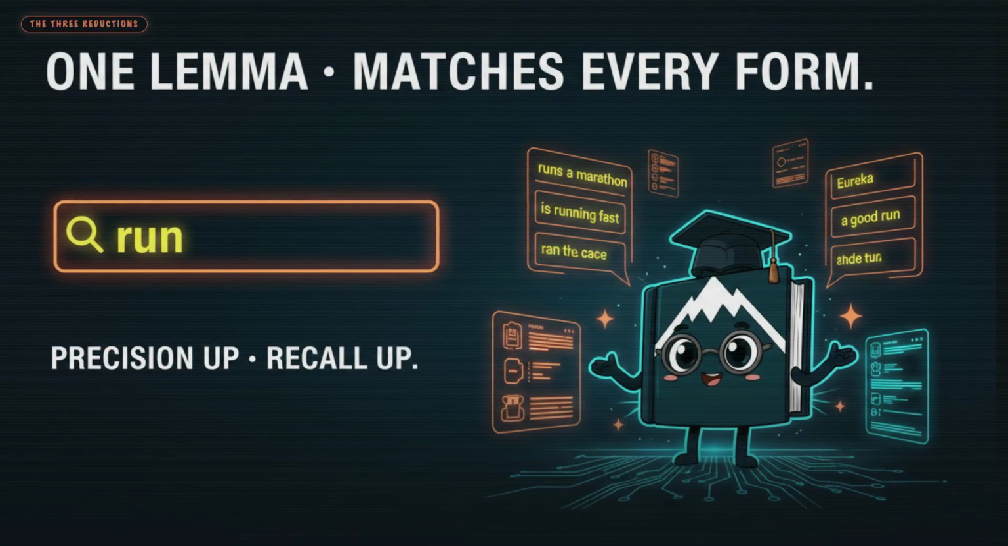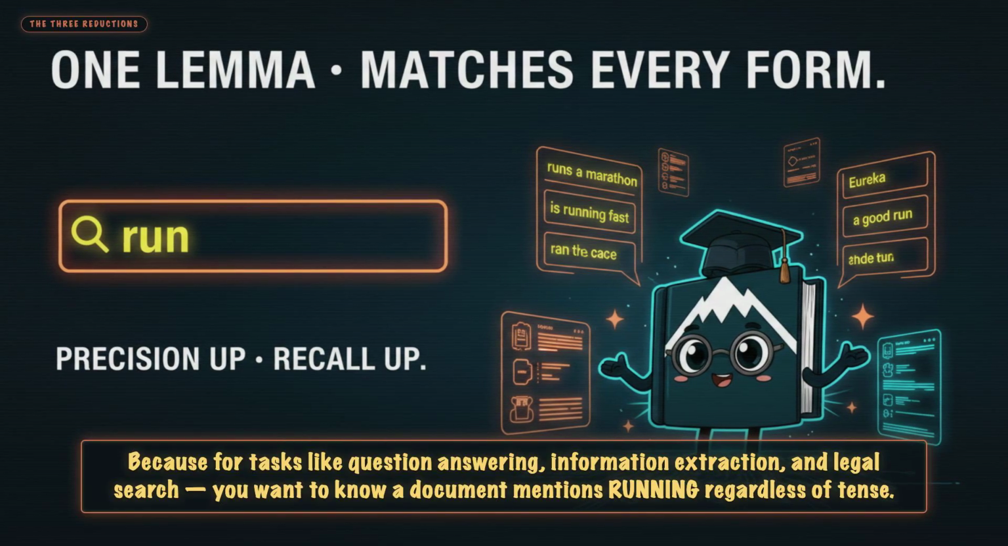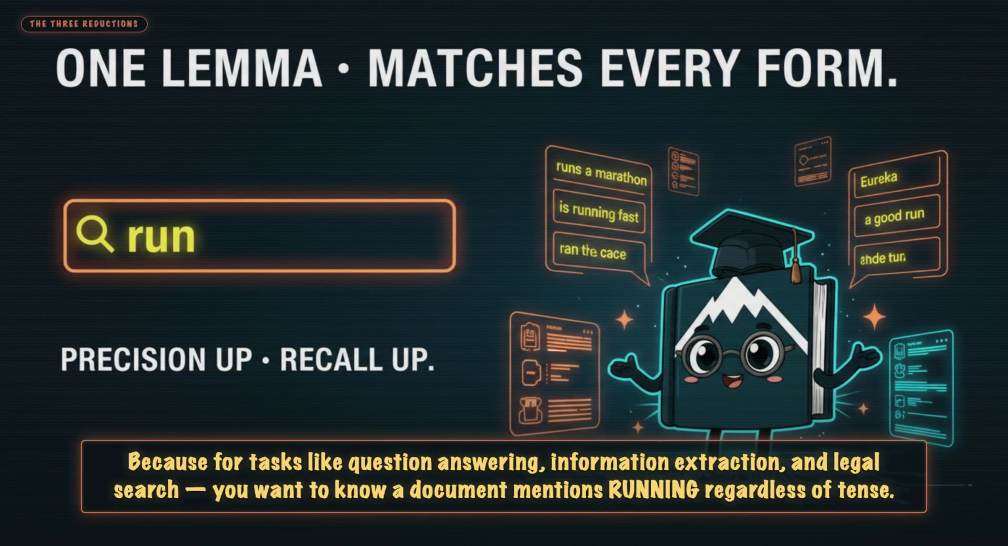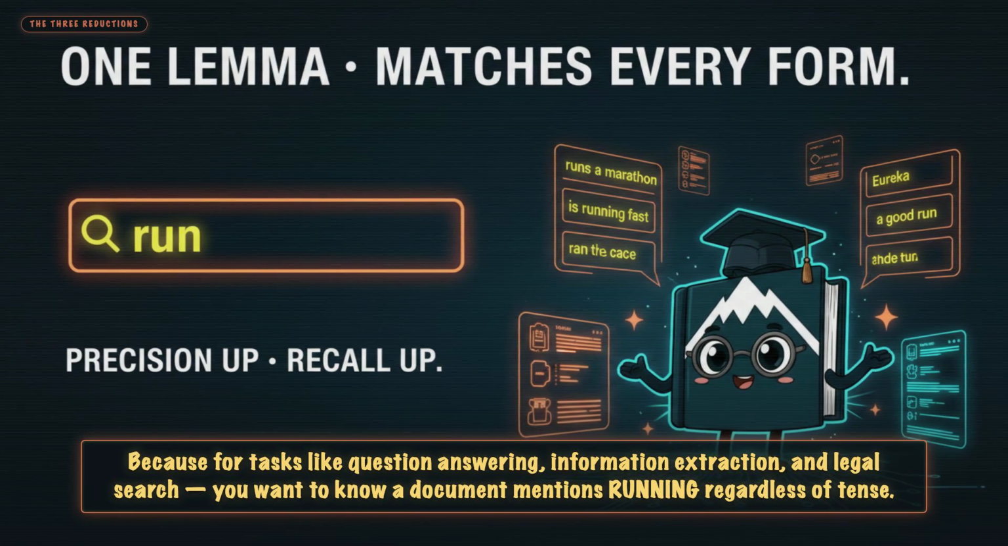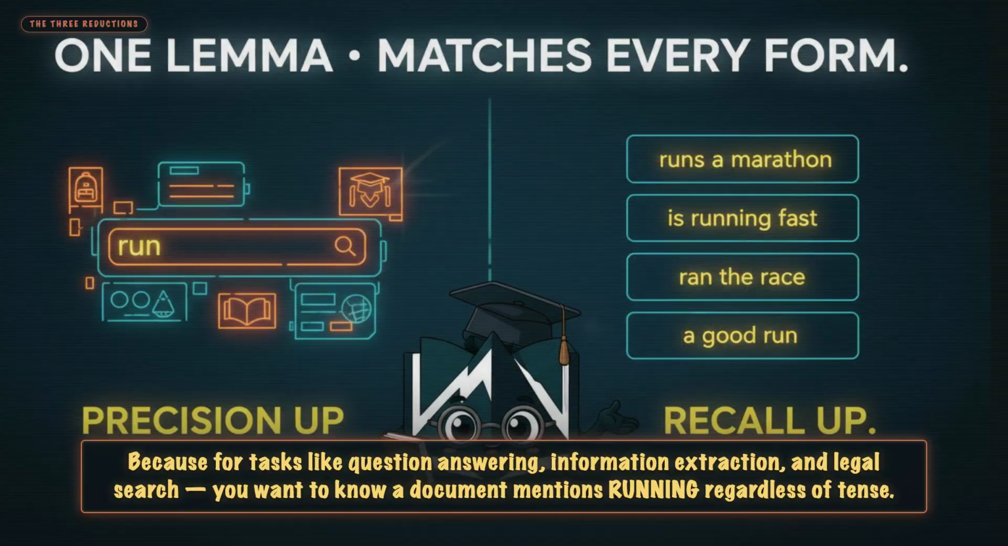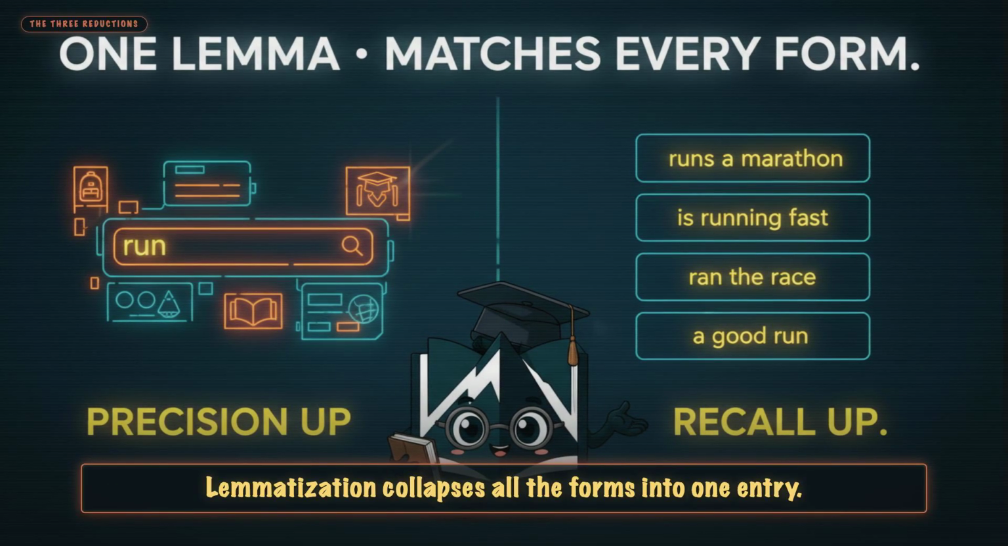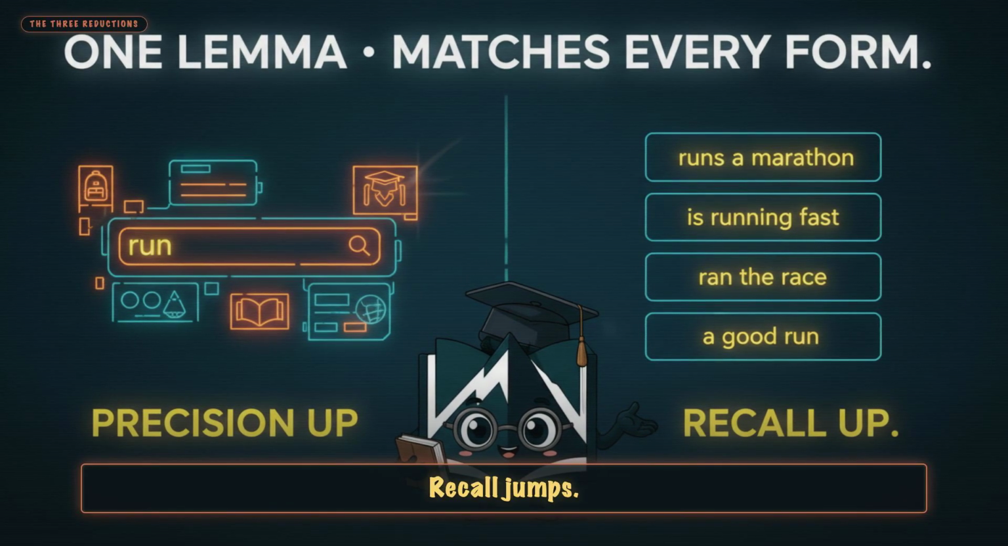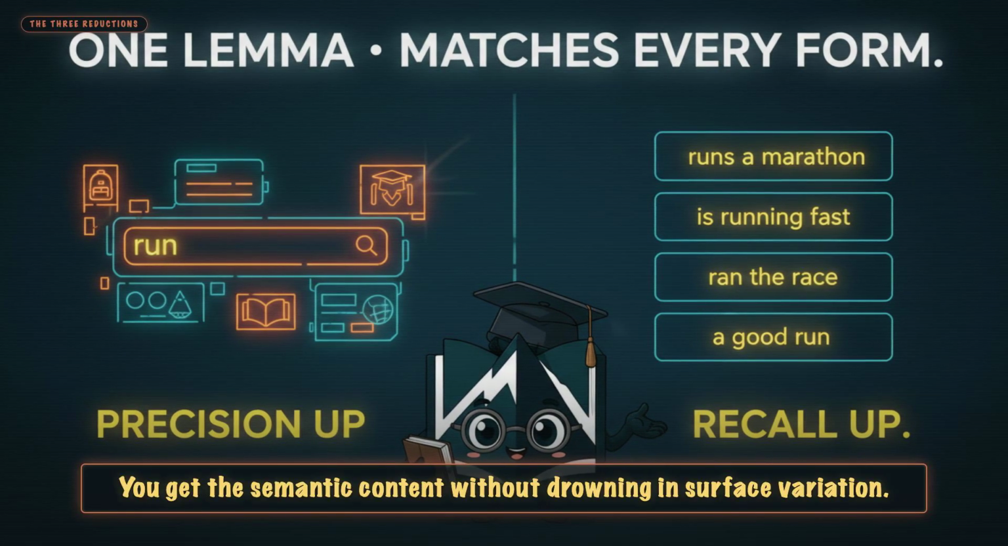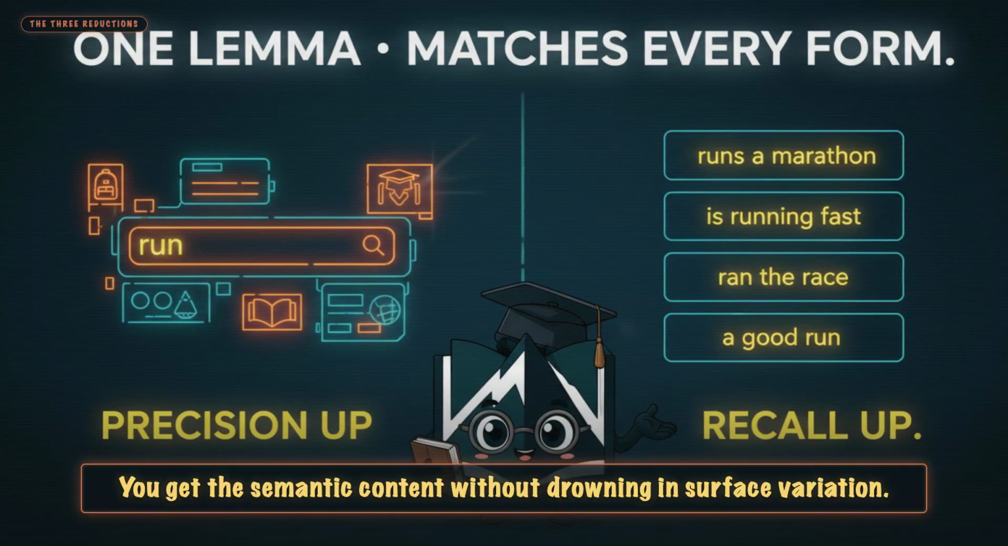Why does it help? Because for tasks like question answering, information extraction, and legal search, you want to know a document mentions running regardless of tense. Lemmatization collapses all the forms into one entry. Precision jumps, recall jumps. You get the semantic content without drowning in surface variation.